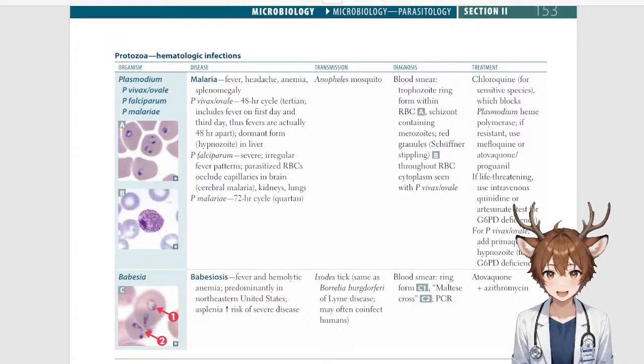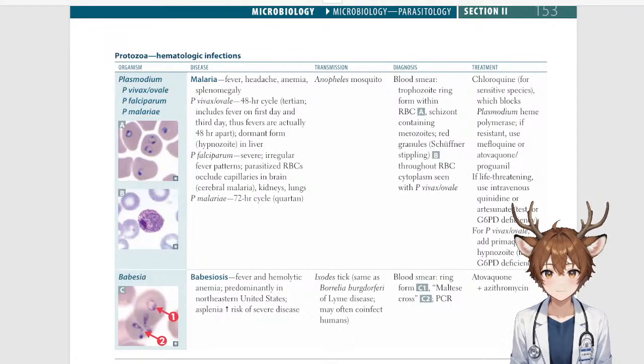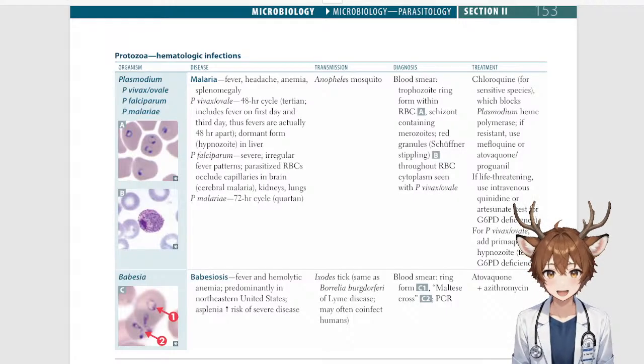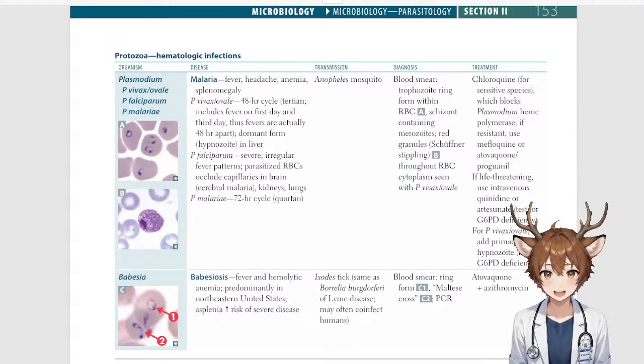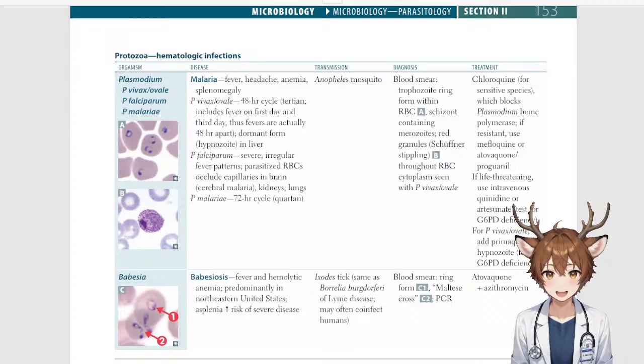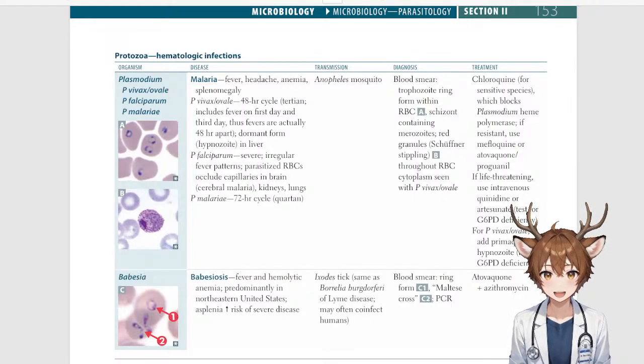How is it diagnosed? Ring form, which you can see, I think, in the picture, a Maltese cross, and PCR. So Maltese cross, PCR, and then the ring form. So one of those three things. Treatment, how do you treat babesia? Atovaquone and azithromycin.